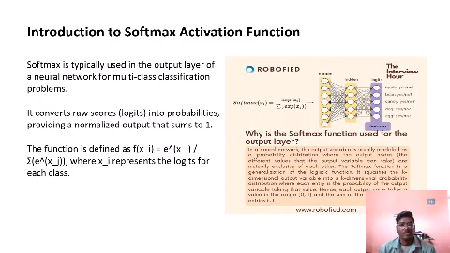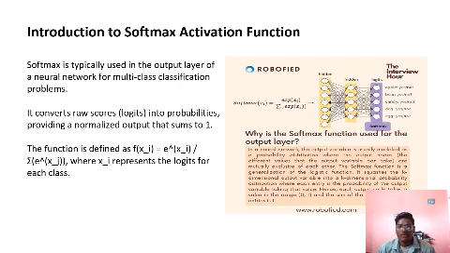Introduction to the softmax activation function. Softmax is typically used in the output layer of a neural network for multi-class classification problems. It converts raw scores, or logits, into probabilities, providing a normalized output that sums to 1. The function is defined as f of x_i is equal to e to the x_i divided by the sum of e to the x_j, where x_i represents the logit for each class.